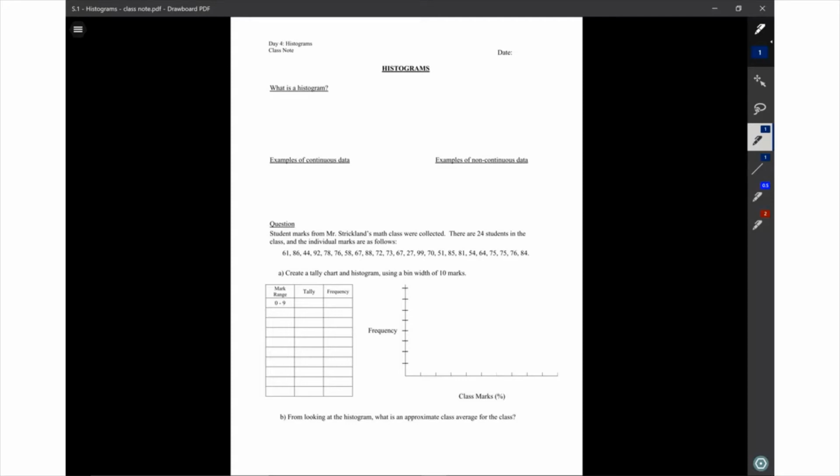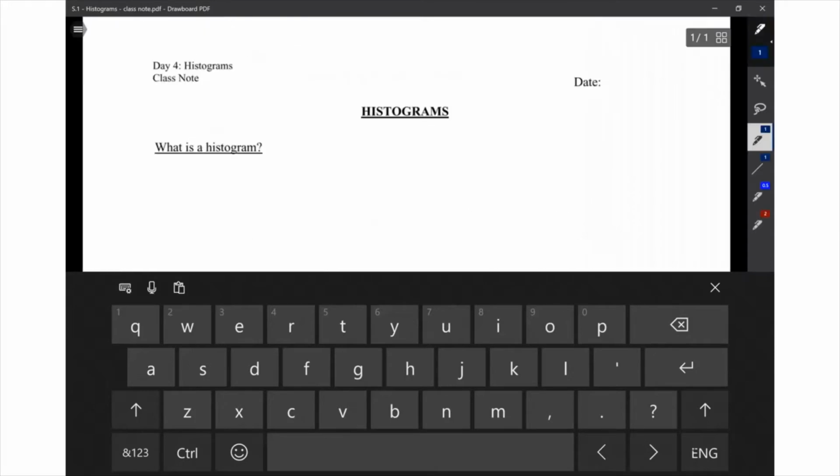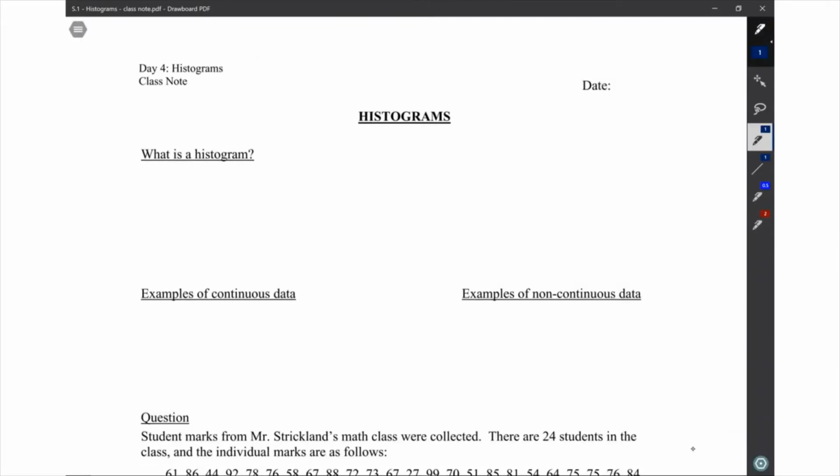Okay, so we will get right into the material today. I believe you've worked with histograms in the past. We're just going to go over a brief summary about what they are and how to build a histogram, because we'll be using them as we continue our statistics unit in a couple weeks.